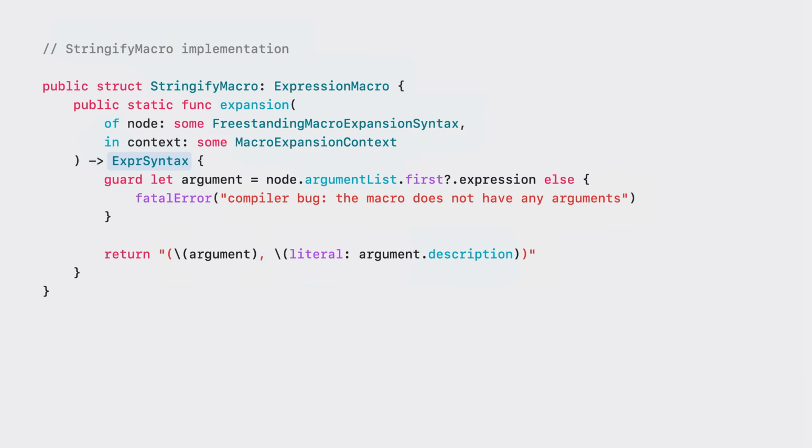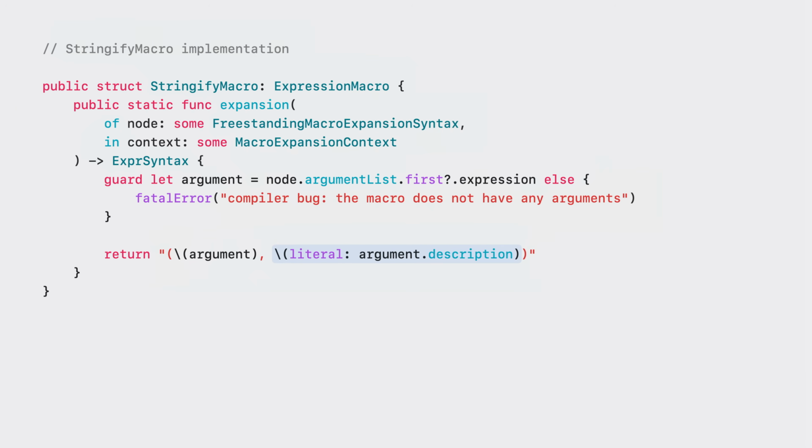What does it do in the implementation? At first, it retrieves the single argument to the macro expression. It knows that this argument exists because stringify is declared as taking a single parameter, and all arguments need to type check before the macro expansion can be applied. It then uses string interpolation to create the syntax tree of a tuple. The first element is the argument itself, and the second is a string literal containing the source code of the argument.